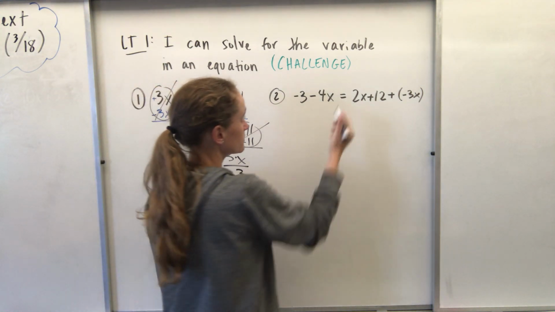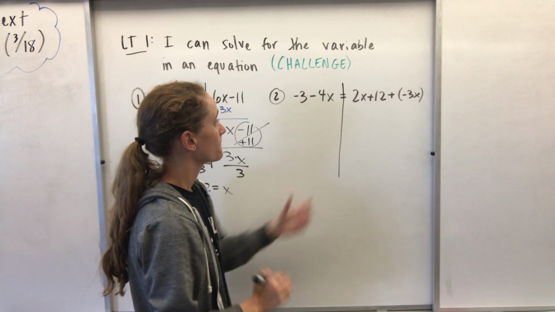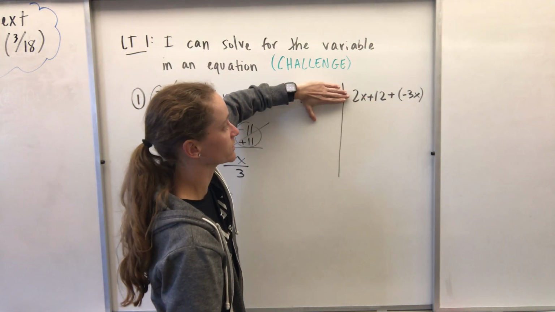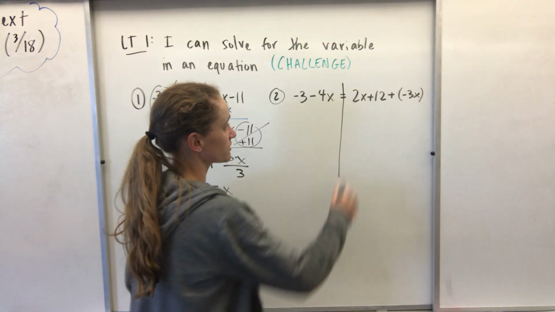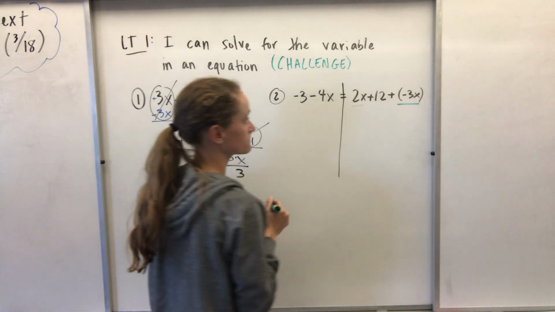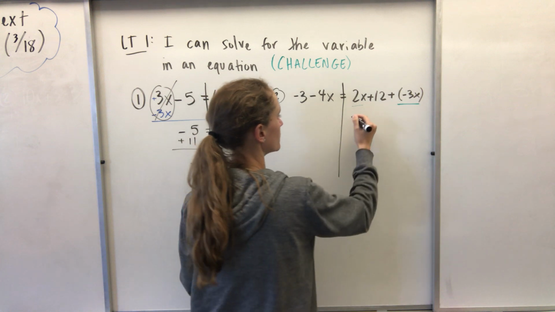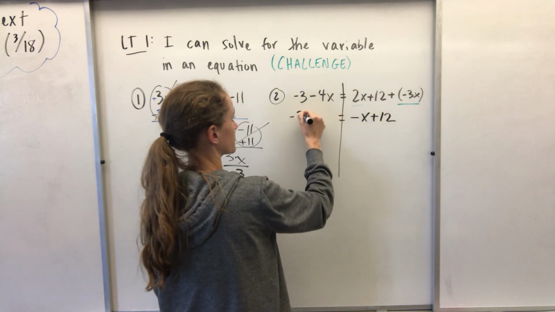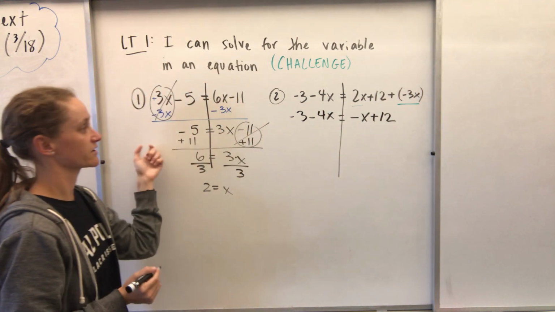All right, on number 2, the only thing that's different is that I want to try to combine like terms over here. So if I just look at this half of the equation, I want to try to combine anything that can go together. So here I have 2x and negative 3x. So if I do 2 minus 3, that would be negative x. So I have negative x plus 12, and then I bring down all this. Okay, so once I combine like terms, it's going to look just like number 1.